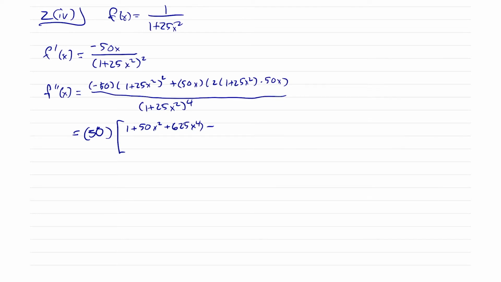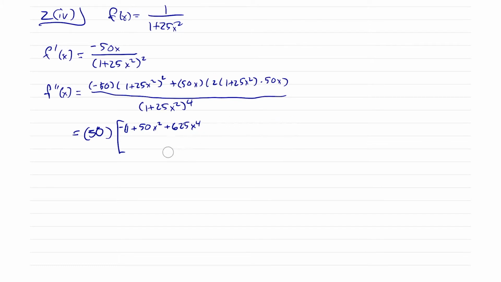And that was a minus sign in front of all of those. Oh man. And then plus 50x squared times 2 plus 50x squared. Yeah. And this divided by 1 plus 25. Oh, I'm stupid. Okay.